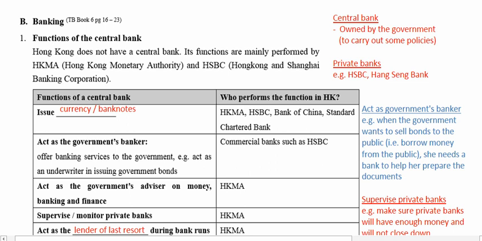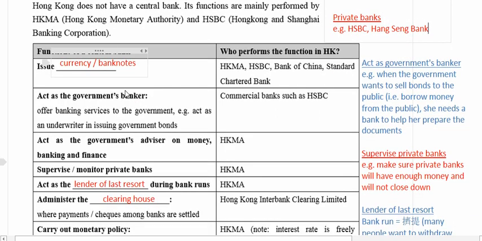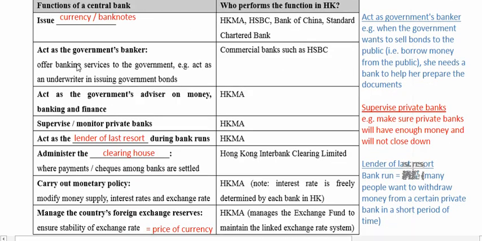There are two types of banks. The first one is central bank, which is in fact the government bank. The second one is private banks such as HSBC and Hang Seng Bank. Here the table shows the functions of central bank. The second function is acting as the government's banker.